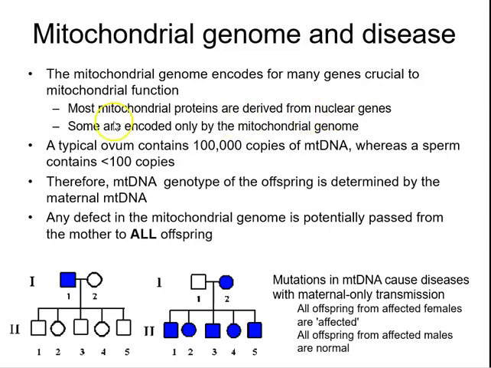But then this handful, half a dozen or so, protein coding genes are encoded by the mitochondrial genome, and they are transcribed from the mitochondrial genome within the mitochondria, and then translated using what we call mitoribosomes, which are ribosomes which exist within the mitochondria. So a typical ovum contains about 100,000 copies of mitochondrial DNA, whereas a sperm contains far less.